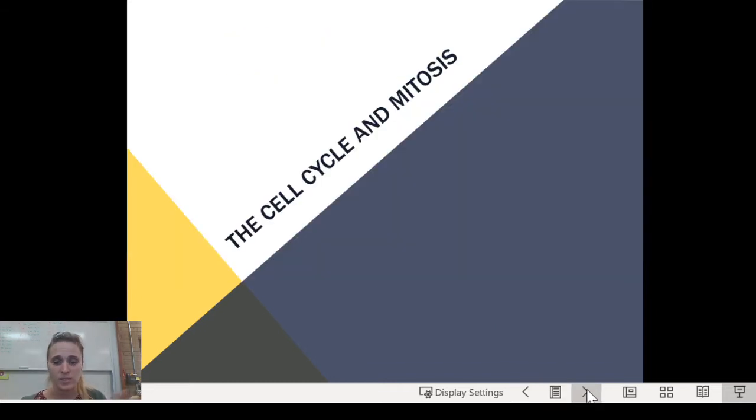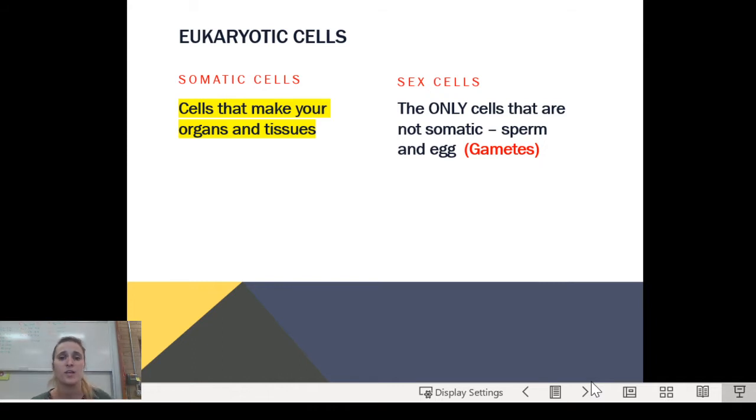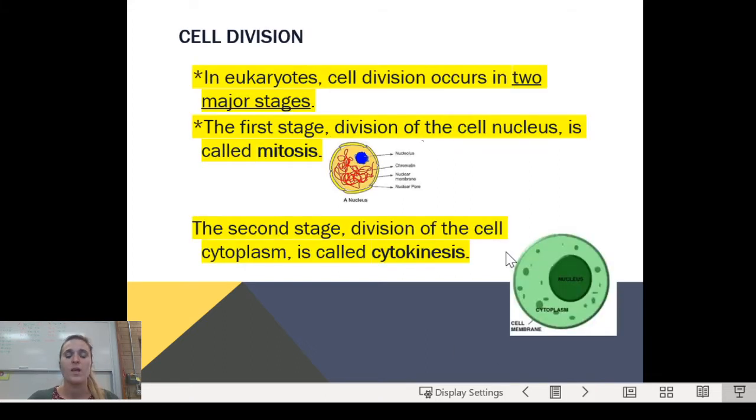So the cell cycle and mitosis notes, we're going to get started on those. Basically, in eukaryotic cells, remember, eukaryotic cells have membrane-bound organelles. In eukaryotic cells you have somatic cells, and those are body cells, the cells that make up your organs and tissues: skin tissue, stomach tissue, liver tissue. The other type of cell you have is a sex cell, the only cells that are not somatic, and those are the gamete cells, your sperm and egg cells. All the rest of your cells are somatic or body cells. And in those cells, there has to be a way to make new ones, so we're going to do this whole thing on cell division, the cell cycle, and mitosis.